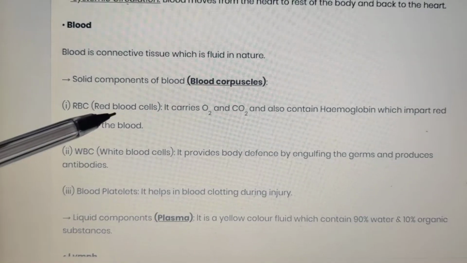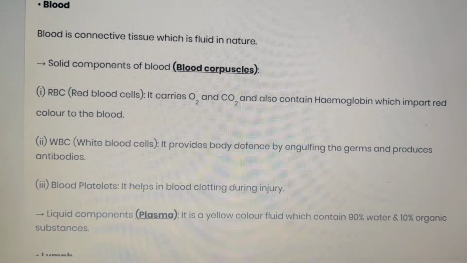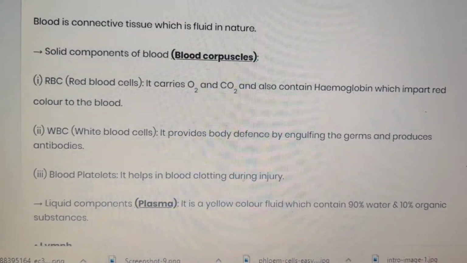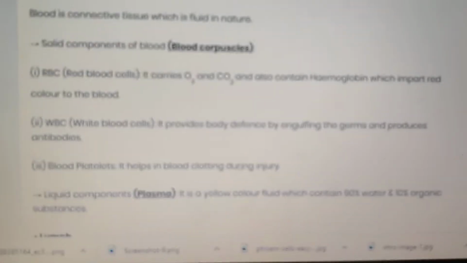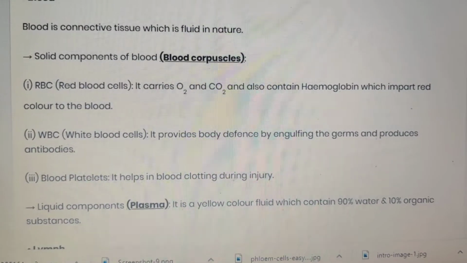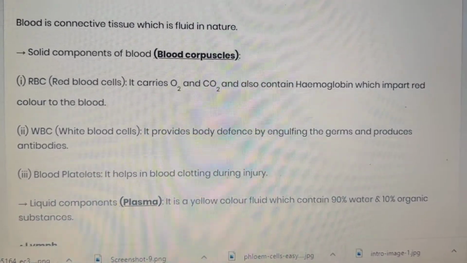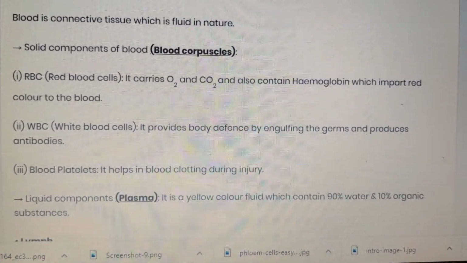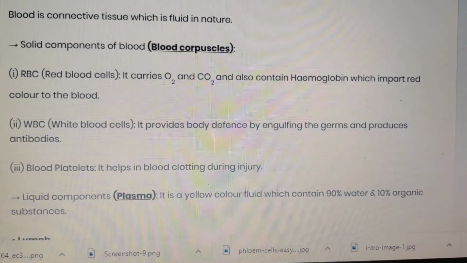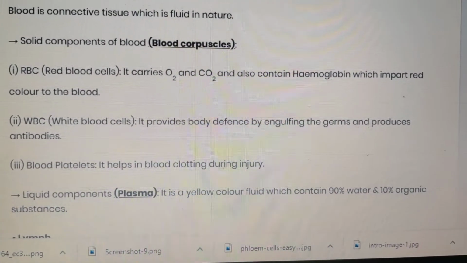RBCs are generally red in color because of the presence of hemoglobin. They carry hemoglobin, and because of that, they look red in color. They help in the transportation of oxygen and carbon dioxide. They take oxygen from the lungs, and they take carbon dioxide from the different body parts towards the lungs so that they can carry oxygen.